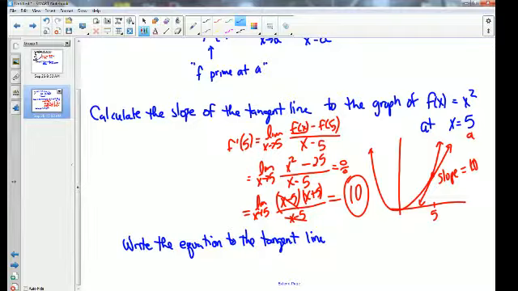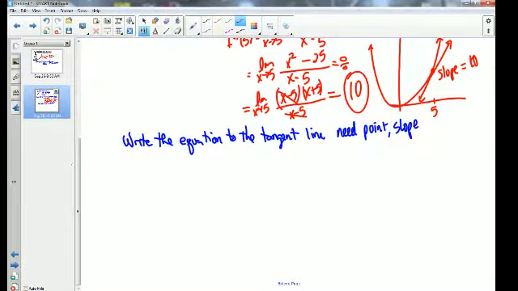What do you need to write an equation of a line? A point and the slope. You need one point and the slope. So you can do the whole point-slope thing. Okay, the slope is 10, all right? It's point slope. What is a point we can use?